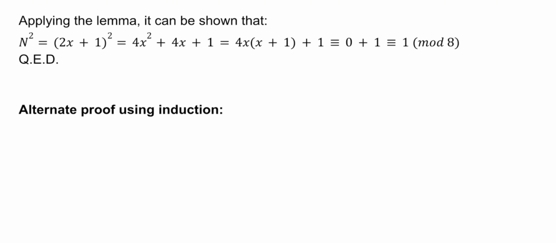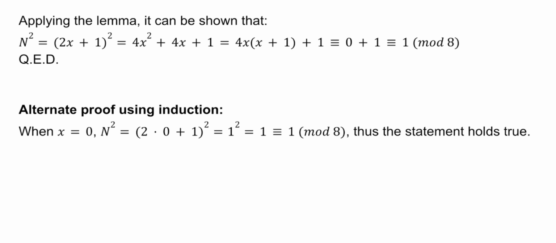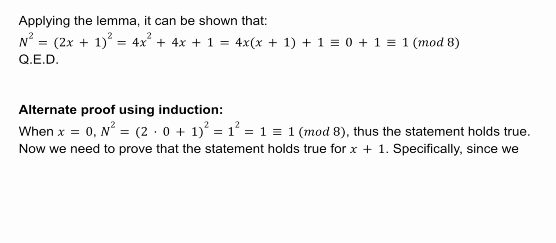And next I want to show another proof using induction instead. I skipped over the beginning of the proof, which defines the variables and stuff, which would basically be the same as the first part of the previous proof. To start, let's illustrate that the statement holds true for x equals 0, which we do by substituting like this. And now we need to prove that the statement holds true for x plus 1.